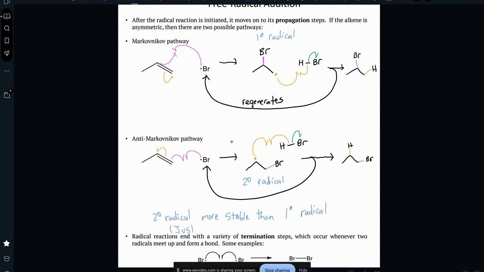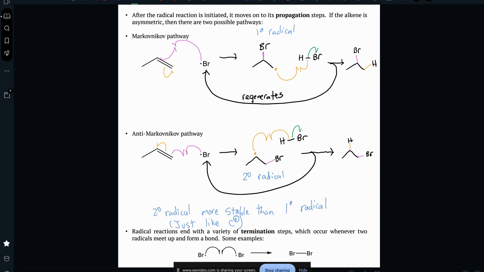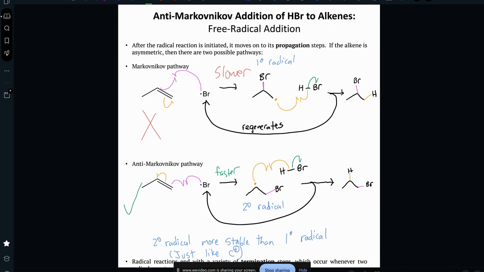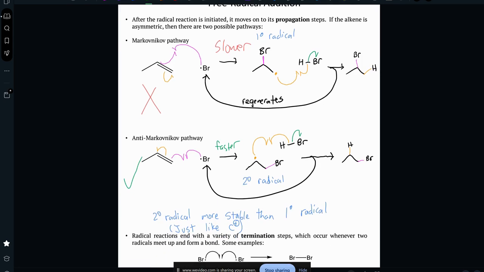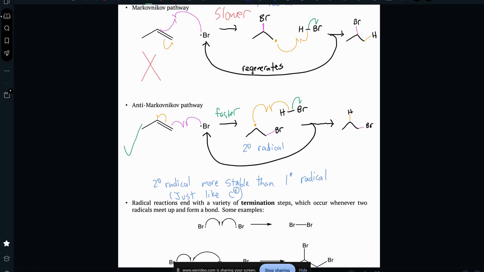So this follows the same trend as carbocations, which we've seen before. So what that tells me is this pathway is going to be slower, so we don't observe this product. This pathway is going to be faster, so this is the observed product. So when these peroxides are present, our preferred pathway will actually give us the anti-Markovnikov addition.